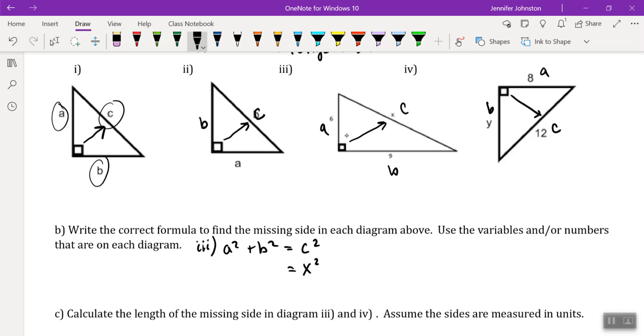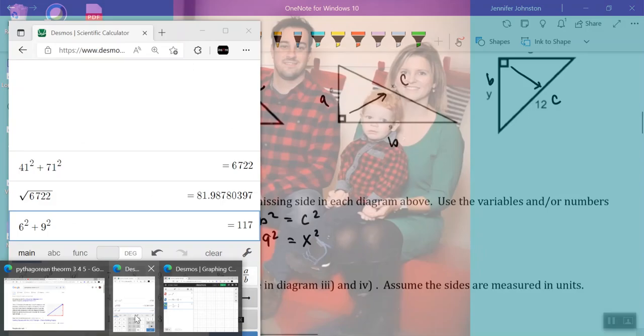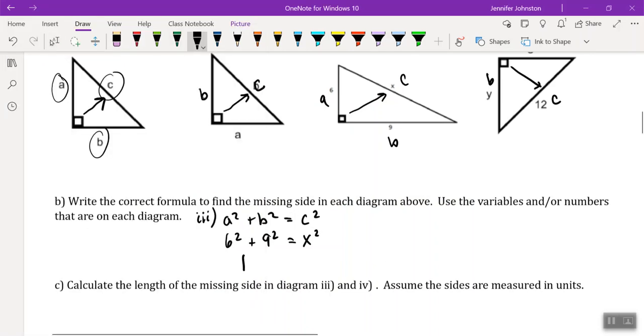That means we're always going to add the two smaller sides squared. So 6 squared plus 9 squared. Let's go ahead and figure that out. I want to point out that this is not 6 plus 9 squared. Okay, this is 6 squared plus 9 squared. So we get 6 squared, which is 36, plus 9 squared, which is 81. So 36 and 81 gives us 117. So 117 is equal to x squared.